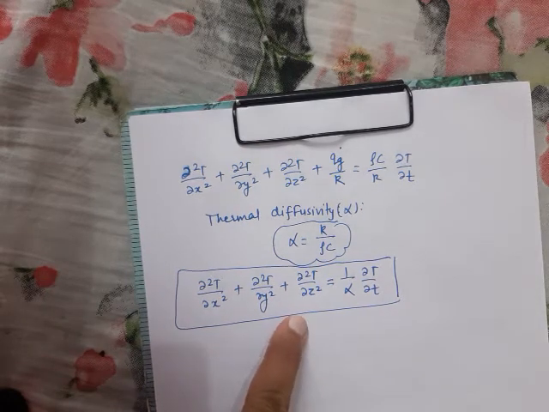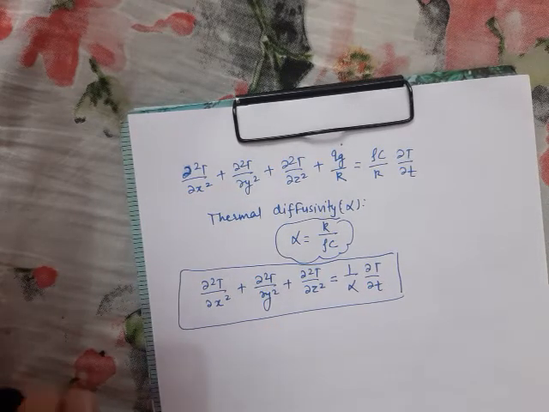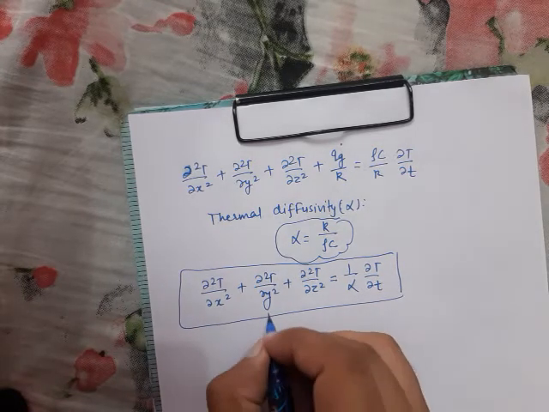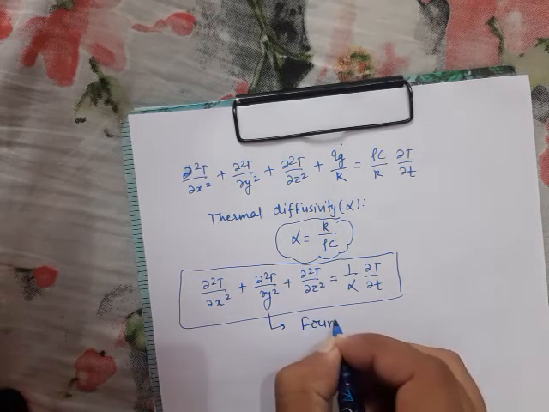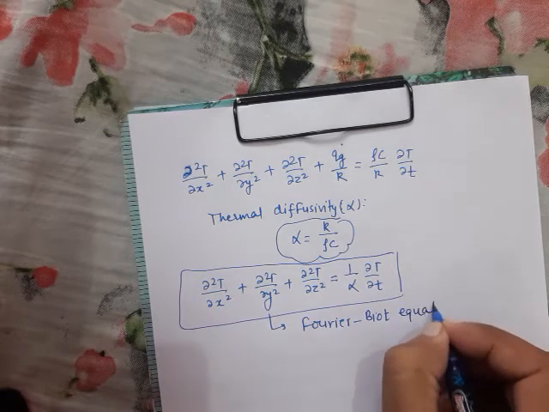In this equation, I have only two approximations. First, the material is thermally isotropic, so that kx, ky and kz are all equal to k, and also the thermal conductivity is constant. K has been taken out of the integration, so the equation can be written in a simple form. This equation is known as the Fourier-Biot equation. Very easy equation.